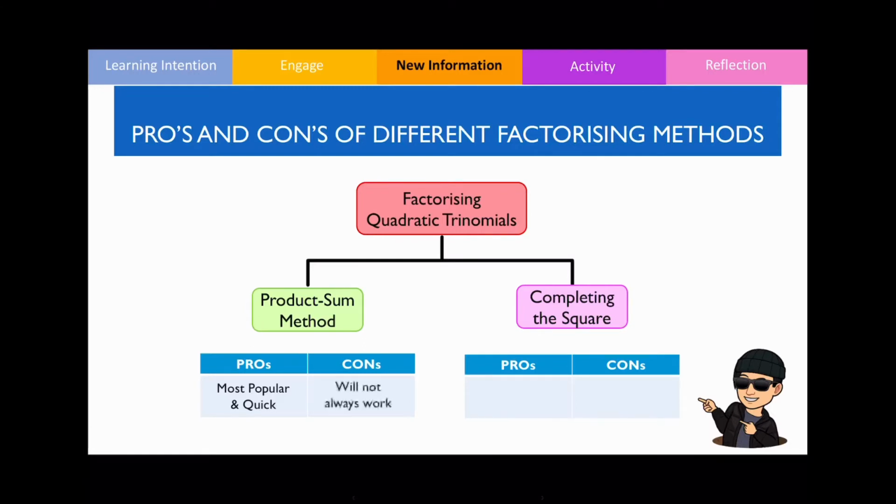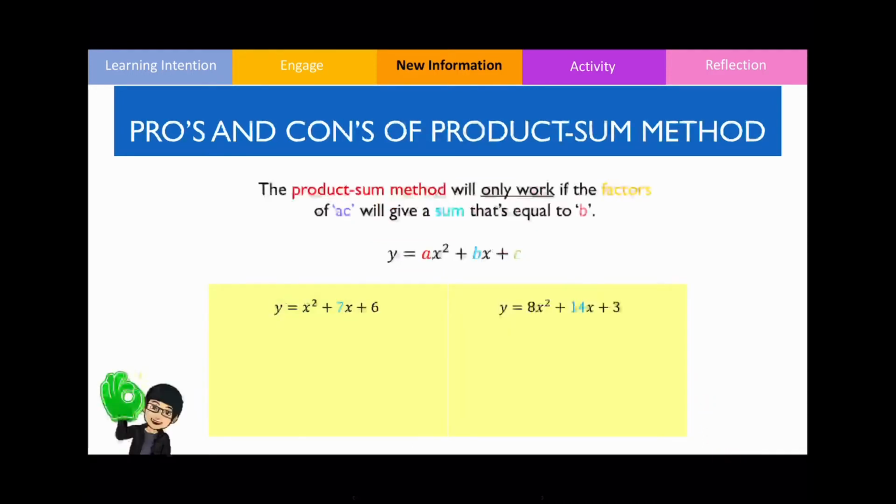On the other hand, completing the square is another factorizing method, and this will factorize most quadratic equations. It can probably factorize up to 95% of the problems that you may encounter. However, the only downside is that this particular method is quite time consuming. There are a lot of steps involved, and many students often find it a bit difficult to use. So what I'm going to do now is show you the limitations of the product sum method so you can have a better appreciation of the completing the square method.